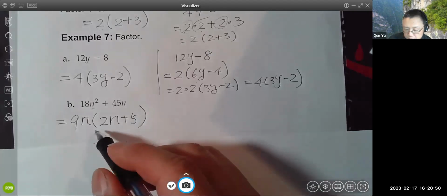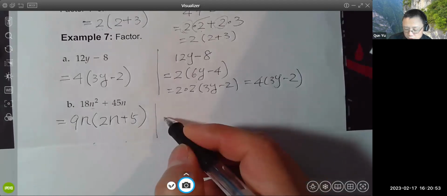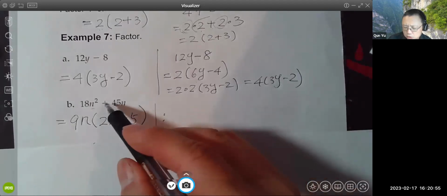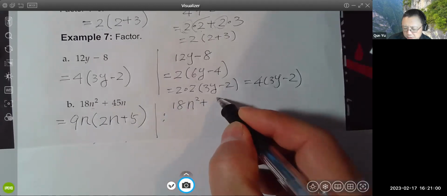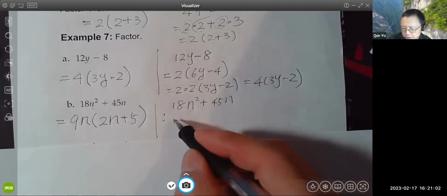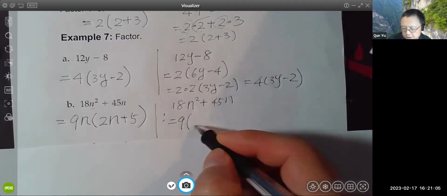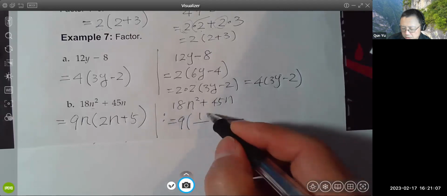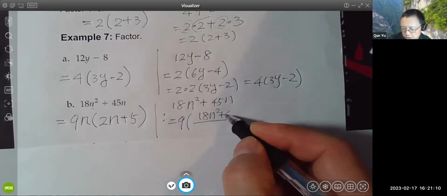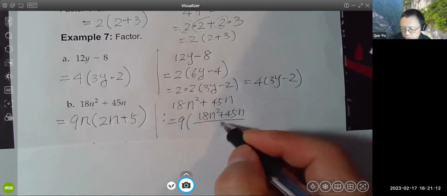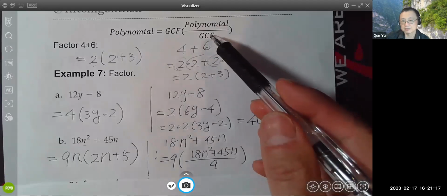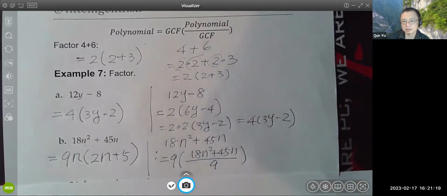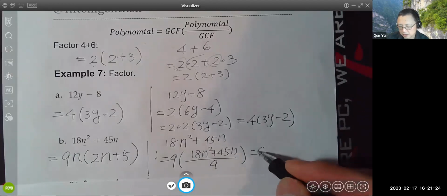If this feels foreign to you, you're new to this, you go through the full process. So I'm going to do it at least once that way. So you figure out 9 is the greatest common factor, then you just write out this whole polynomial, divided by this greatest common factor. Because that's what it says right here, right? The polynomial divided by the greatest common factor. Then we just need to do division.